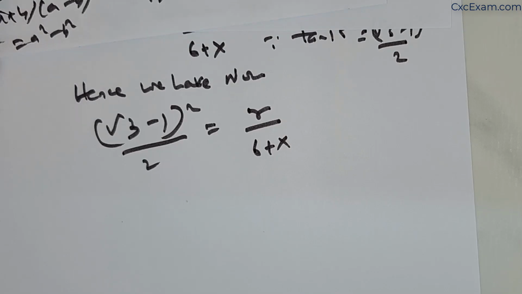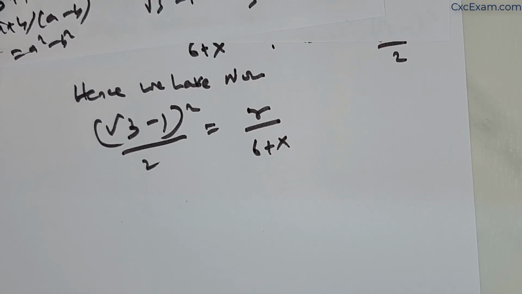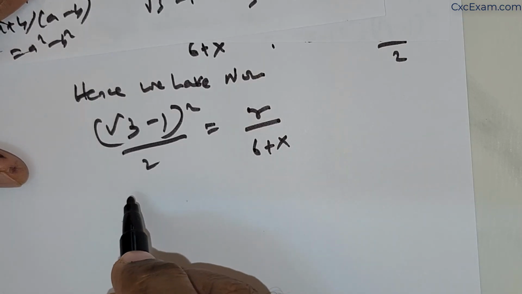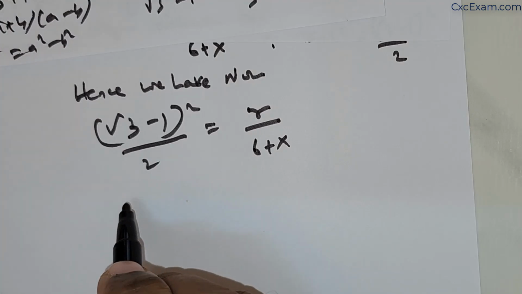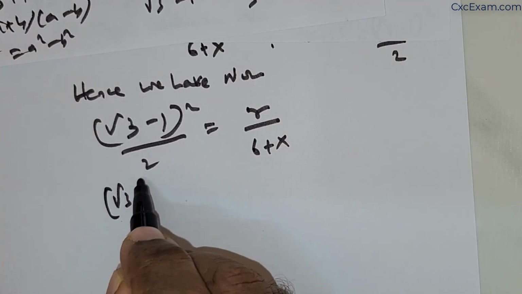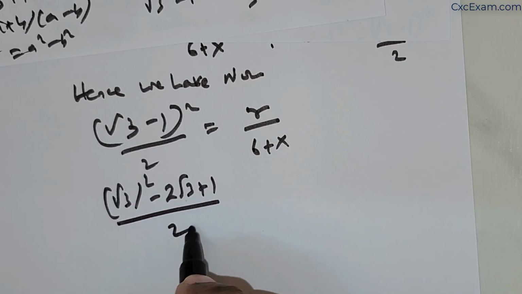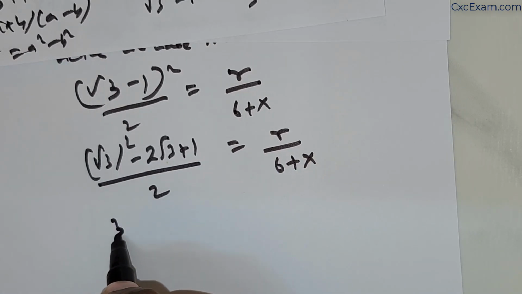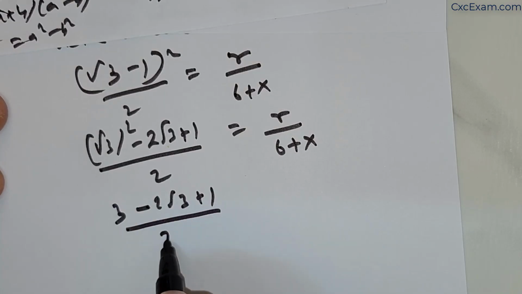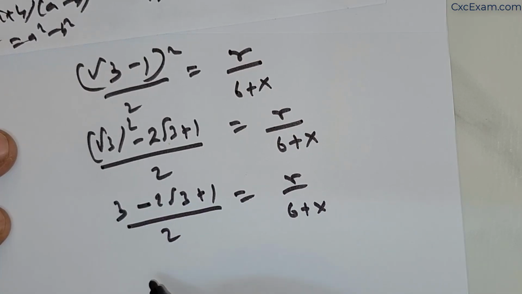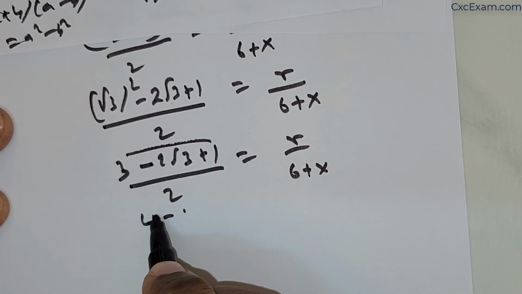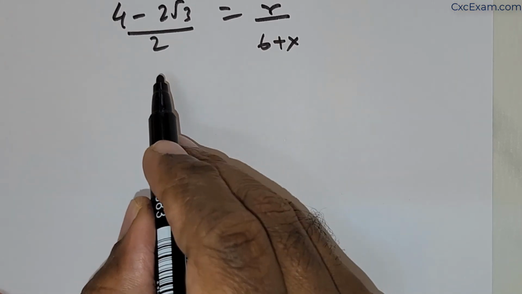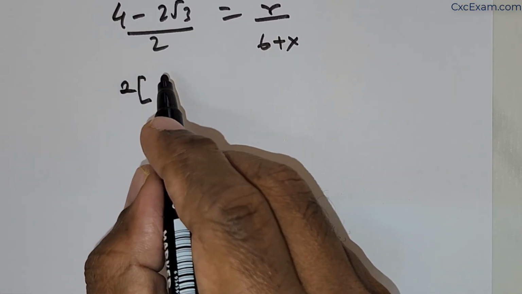Now we will have to resolve and make a substitution for x. So let me just expand this. This is going to be root 3 squared minus 2 times root 3 plus 1 divided by 2 is equal to r divided by 6 plus x. So this is going to be 3 minus 2 times root 3 plus 1 divided by 2 is equal to r over 6 plus x. I add these two, I get 4 minus 2 times root 3 divided by 2 is equal to r over 6 plus x. So what I would do now is take 2 out.